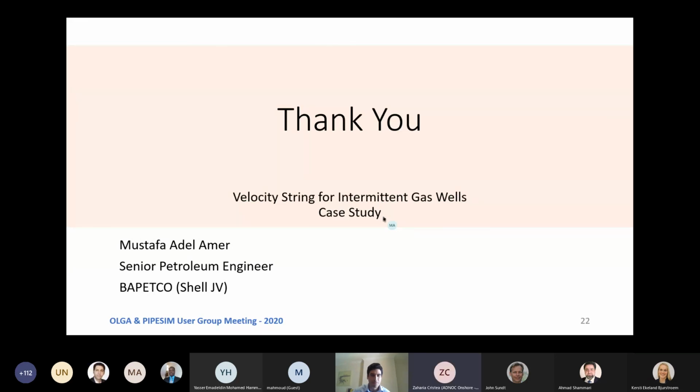May I ask a question? I don't have access to the mural. Excellent presentation, Mustafa. I really enjoyed it. It's a question not necessarily related to simulation, but to the solution you approached. You installed the velocity string using two packers, up and down. So you basically isolated the annular space between the tubing and the velocity string. Do you have any sustained annulus pressure in that space? Any concerns in that area?